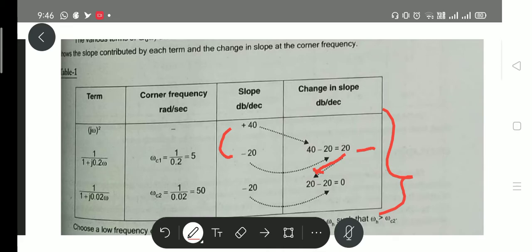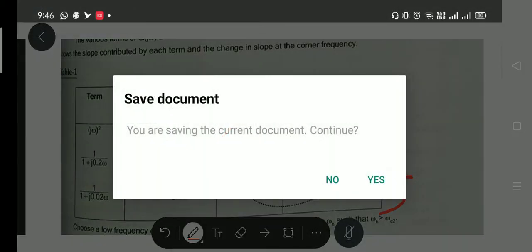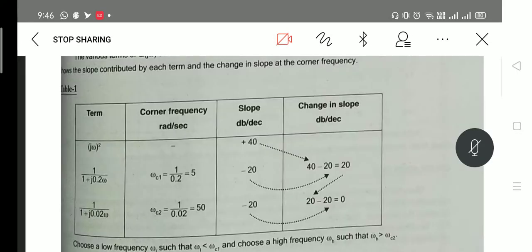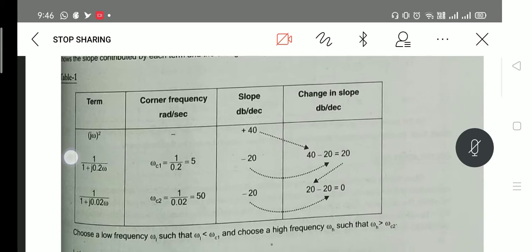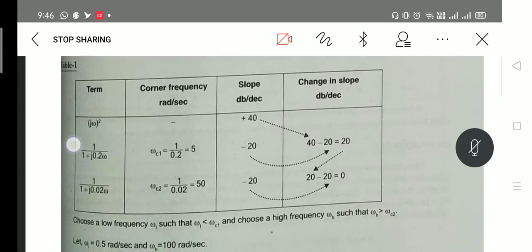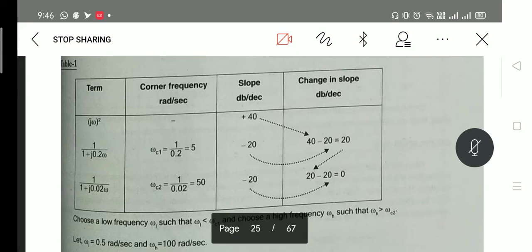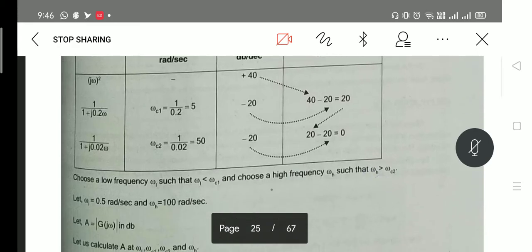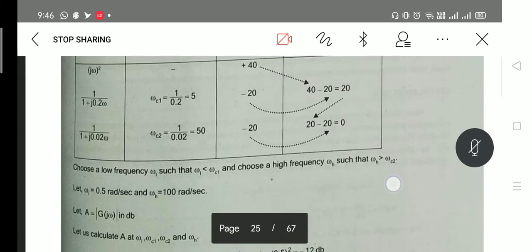Have you understood this tabular column? Anyone? Okay, I will go next.